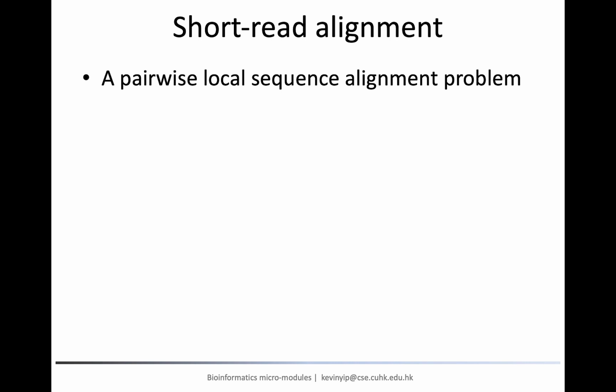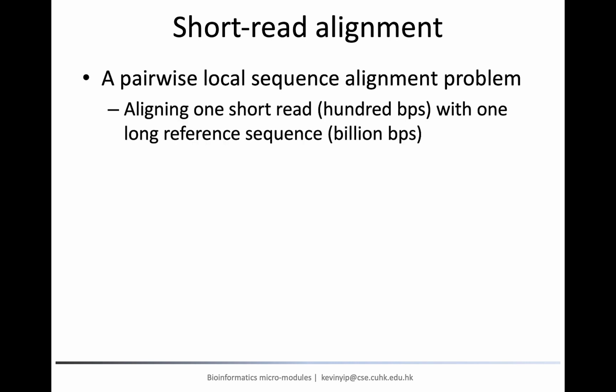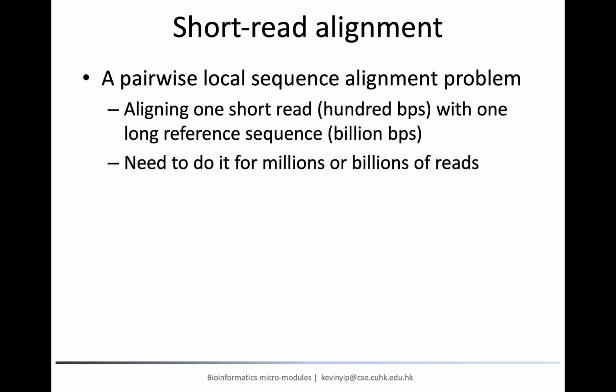Imagine we have performed DNA sequencing from a human cell sample. Then each time, we are aligning a short read, which is up to hundreds of base pairs long, with the reference genome, which is billions of base pairs long. We are not doing this alignment only once in total, but rather once per short read produced. Since current sequencing machines can produce millions or even billions of reads in a single run, we need to perform the alignment millions or billions of times.